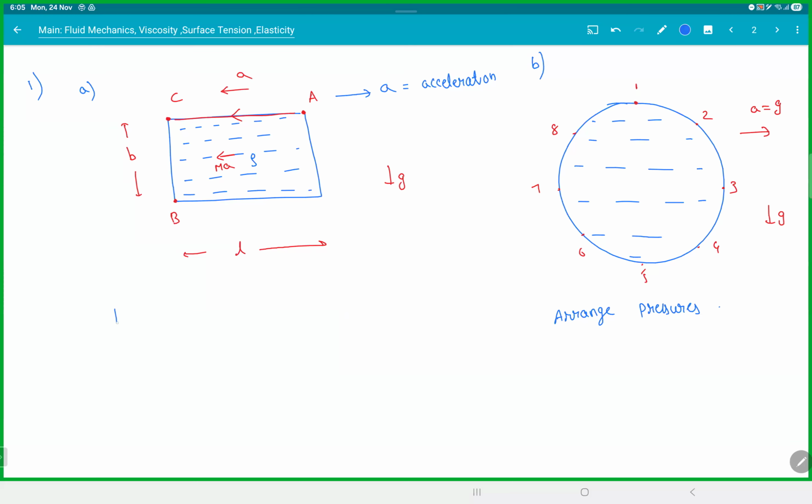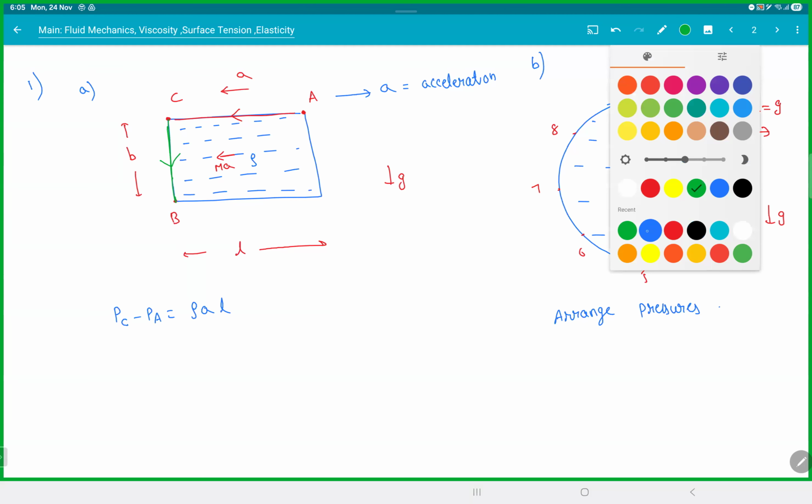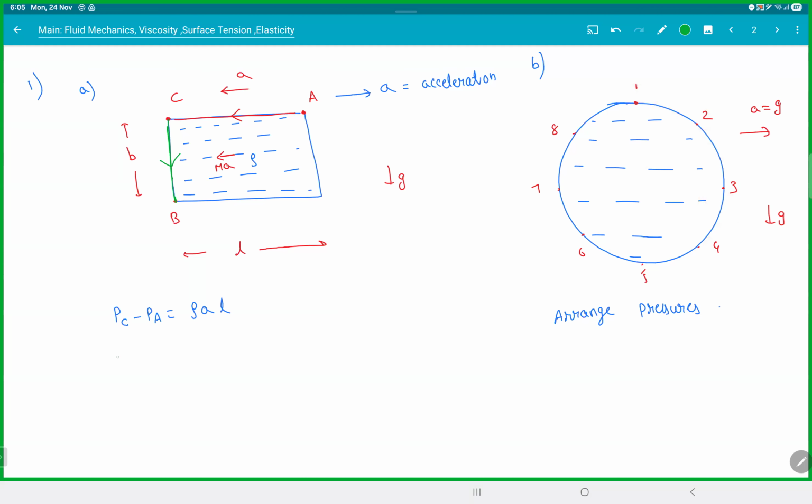So PC minus PA will be rho g, but in place of g you have a, and in place of h you have L. Then when you come down from C to B, you can just travel in the direction of the gravity. So when you're traveling from C to B, PB minus PC will be rho g b. Add them up. We get PB minus PA will be rho a L plus rho g b. Clear with that?